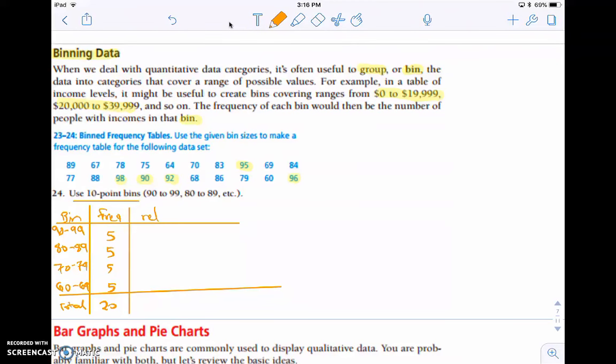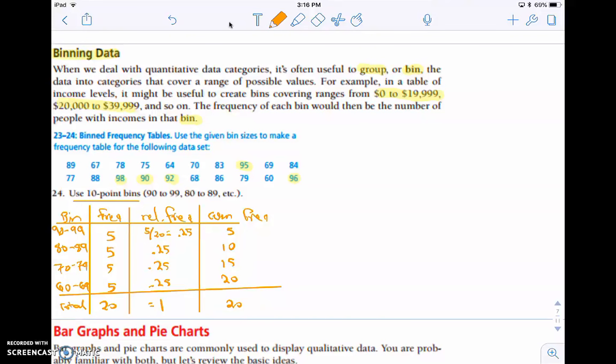And then if we look at the relative frequency, the relative frequencies here are actually all going to be the same. So 5 out of 20, which is a quarter, or 0.25. So the relative frequency of all these is 0.25. That does add up to 1, so relative frequency is good there. And then our cumulative frequency: start with 5, and then 5 plus 5 is 10, plus 5 more is 15, plus 5 more is 20. So our cumulative frequency totals out to 20, which is the total frequency as well. So we are good there.